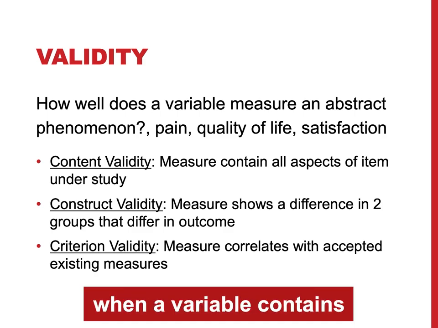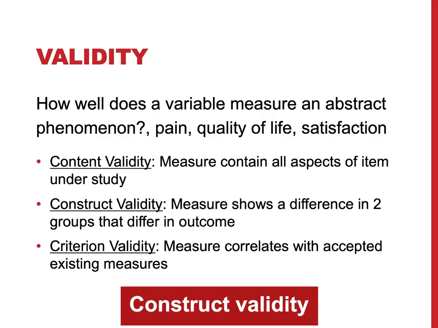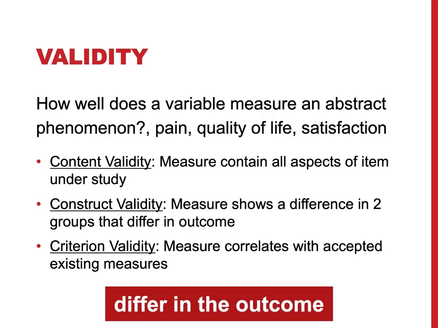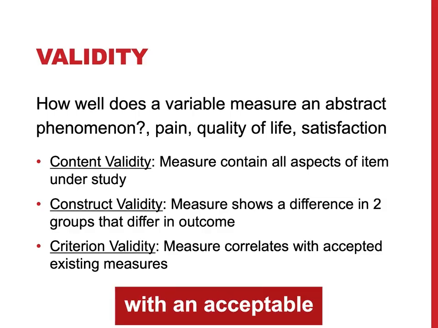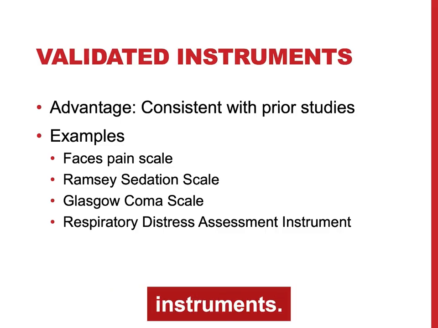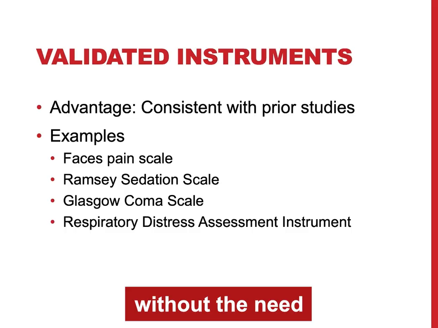Content validity is when a variable contains all aspects of the item under study. Construct validity is when a variable shows a difference in two groups that differ in the outcome. And criterion validity is when a variable correlates with an acceptable existing measure. Whenever possible, use validated instruments. They have the advantage of being consistent with prior studies without the need to validate a new instrument.